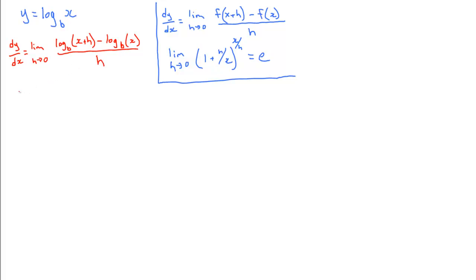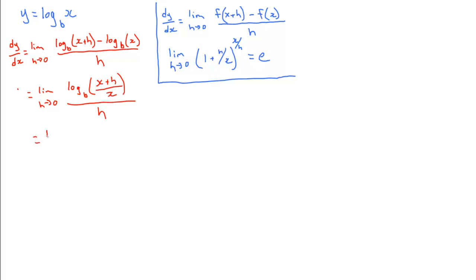Now, we can use a log rule on the top. Since we have the log of two terms with the same base, then we can just combine those. So we have the limit as h approaches 0 of the log base b of (x plus h) divided by x, and that's all over h.